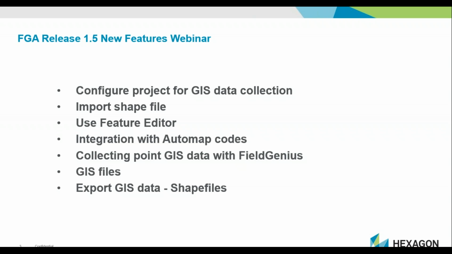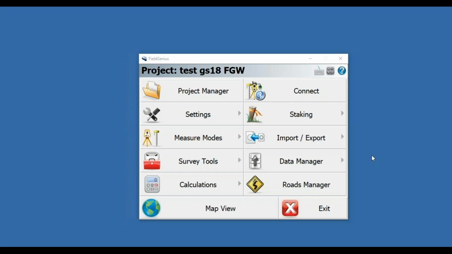I'll collect a couple data points in FieldGenius, just showing you how that works. I'll also just show you the file structure, where everything's stored, so you know where it is, and then just export the file that I've created, or the GIS data that I've created out of FieldGenius. Then we export it into a shapefile that can be then imported into either a CAD program or a GIS program.